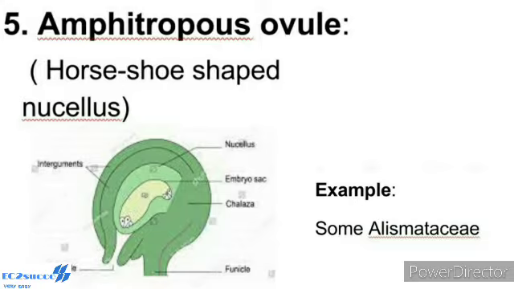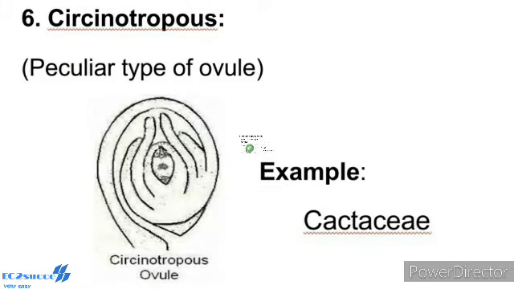Another one, amphitropous ovule. The key points: horseshoe-shaped nucellus. The distance between funiculus and chalaza is less. The curvature of the ovule leads to a horseshoe-shaped nucellus. Example, some Alismataceae family. Sixth one, circinotropous ovule, that is a peculiar type of ovule. The funiculus is very long and surrounds the ovule. Example, Cactaceae family.